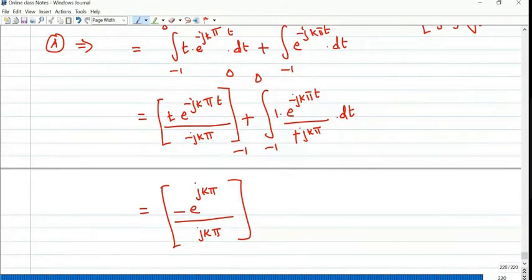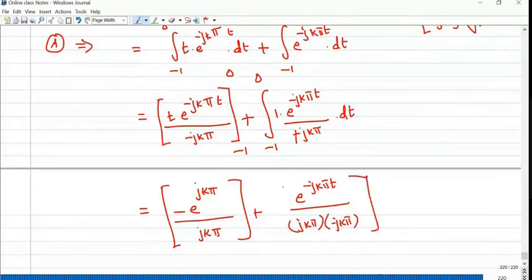So as per the formula, minus of, then you have to substitute lower limit, minus this minus will be plus. Anyway, t replaced by minus 1. So minus 1 e power minus 1. So e power jk pi by first term. Second term e power minus jk pi t divided by minus jk pi once again. Now substitute minus 1 to 0.